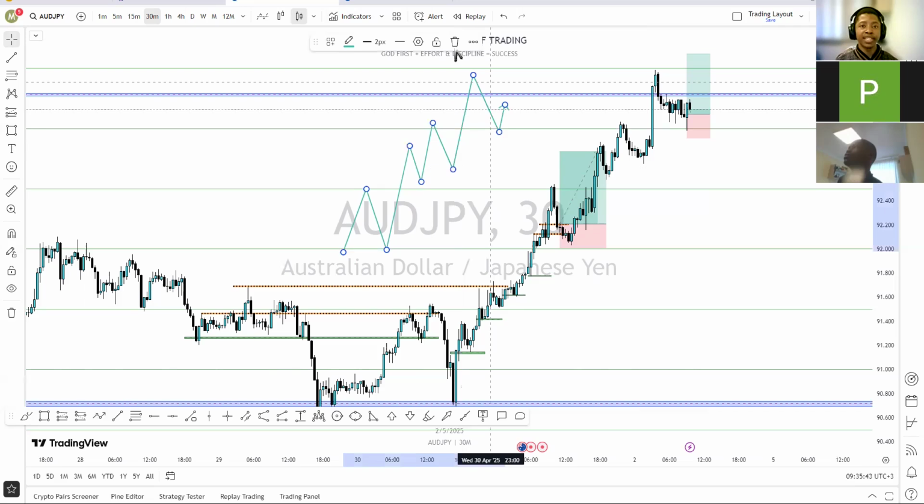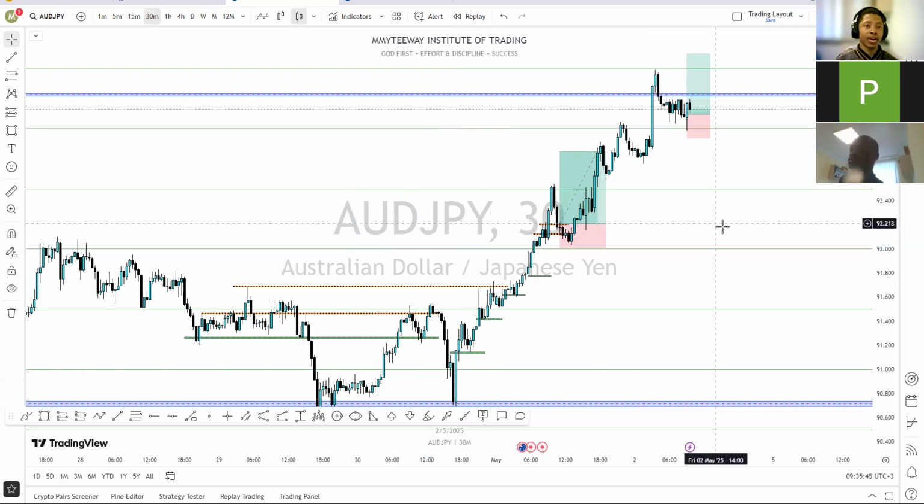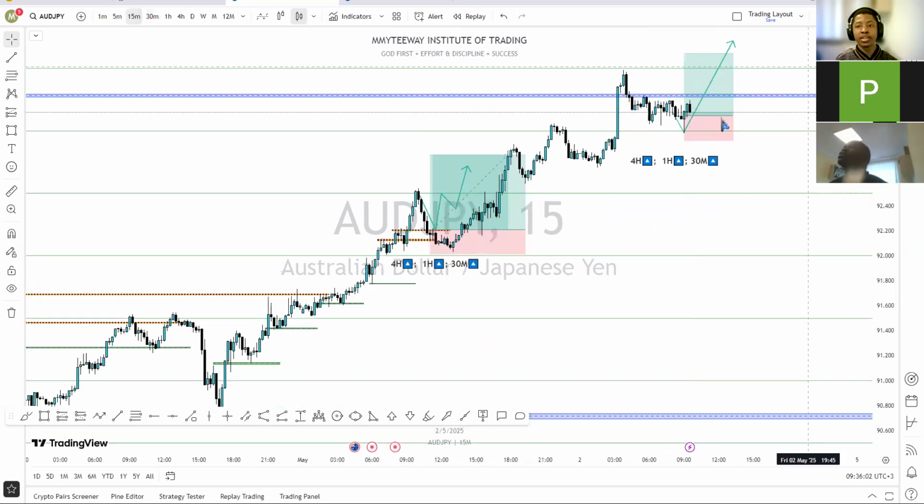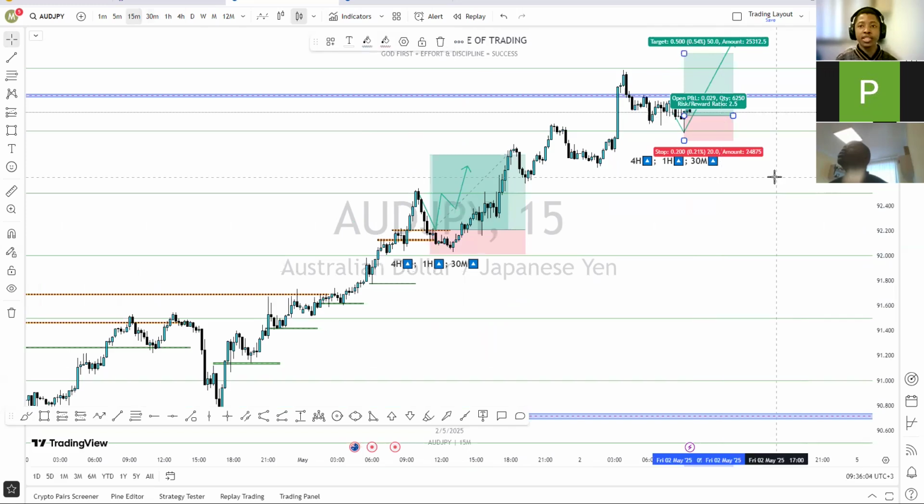We had our trend. We had our optimum trading zone or our area of interest. Now we also have what? Our additional confluence, which is the break and retest. After additional confluence, what did I want? I wanted my entry signal. My entry signal, I had it in the 15 minutes, which is this pin bar. Just as soon as this pin bar closed, we entered right here.